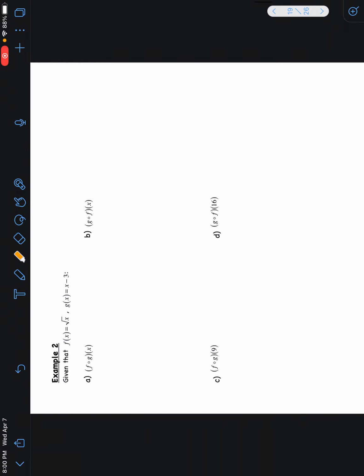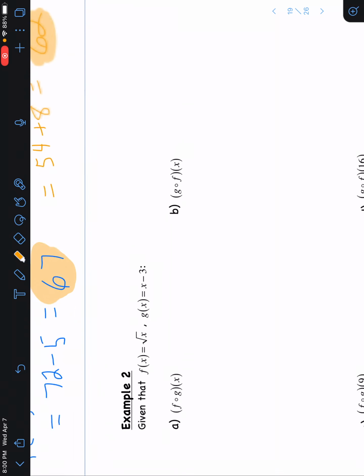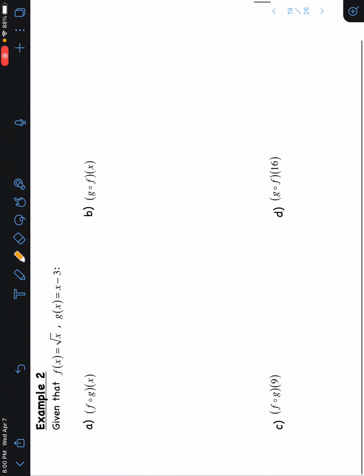So let's look at the next page. Example 2, I have 2 brand new functions. I got a new function f and a new function g. And in A, B, C, D, I need to use functions f and g. But again, A and B, I'm going to save those for part 2 because those have the x's in them. I'm going to focus on C and D. C has a 9, D with the 16.